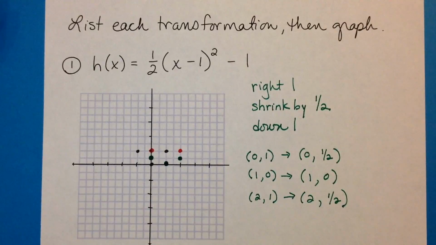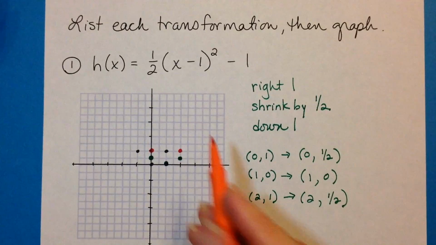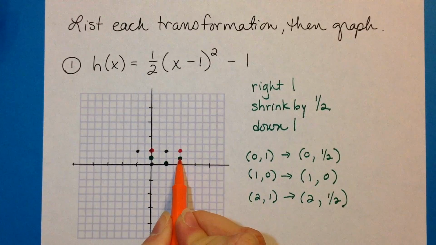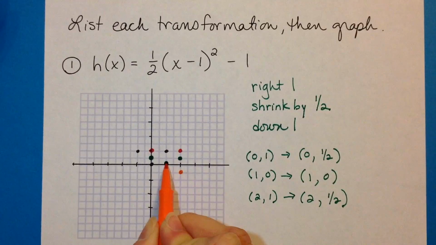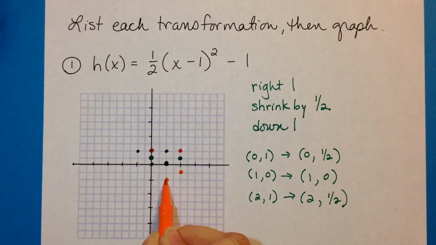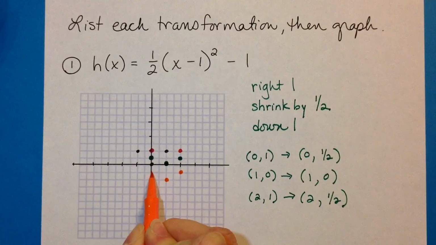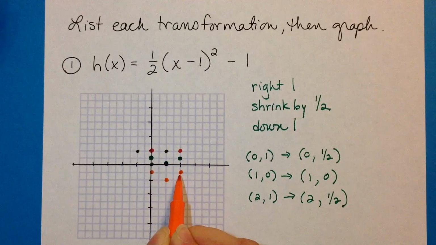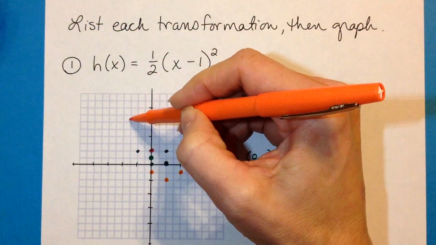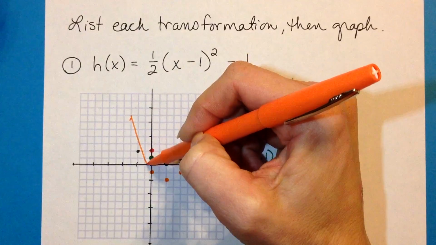And last, I've got to shift each one of those down. Okay, so remember that this is at 1/2. So if I've got to shift down, it's going to end up being at negative 1/2. And then this one comes down 1. And then this one comes down 1. So these 3 points will be the 3 points that are on my final graph. So we'll connect those up.